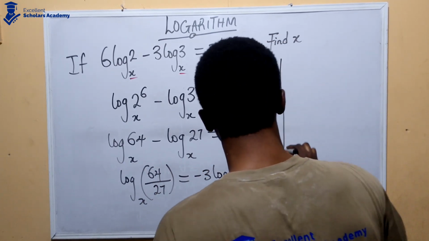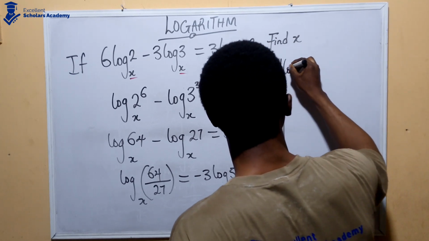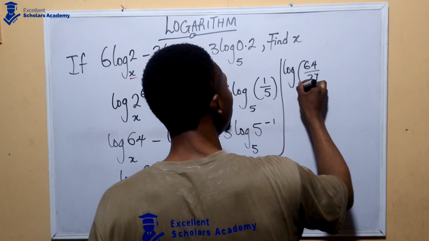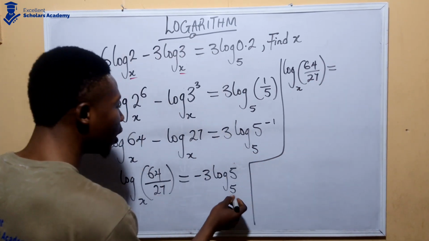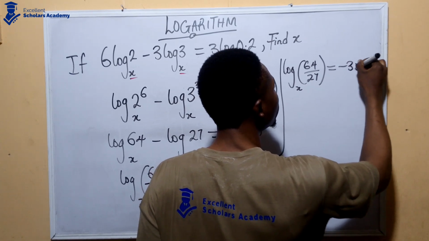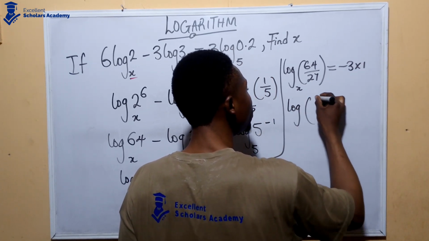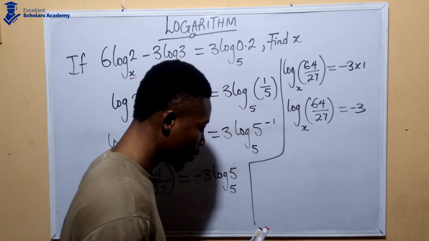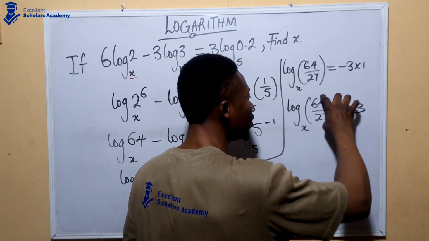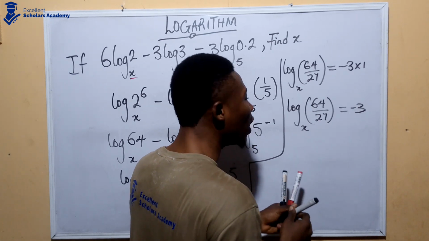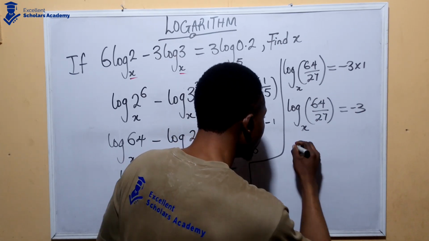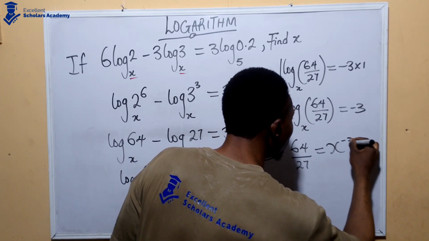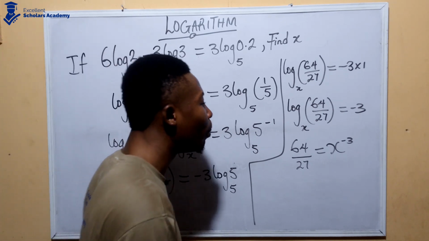So what are we going to have left? We're going to have log 64 over 27 base x is equal to, now log 5 base 5 is 1, so that's going to be minus 3 times 1. Right, so this is going to be log 64 over 27 base x is equal to minus 3. All right, so now we're going to apply the law of logarithm, which says that 64 over 27 is going to be equal to the base to the power of minus 3.